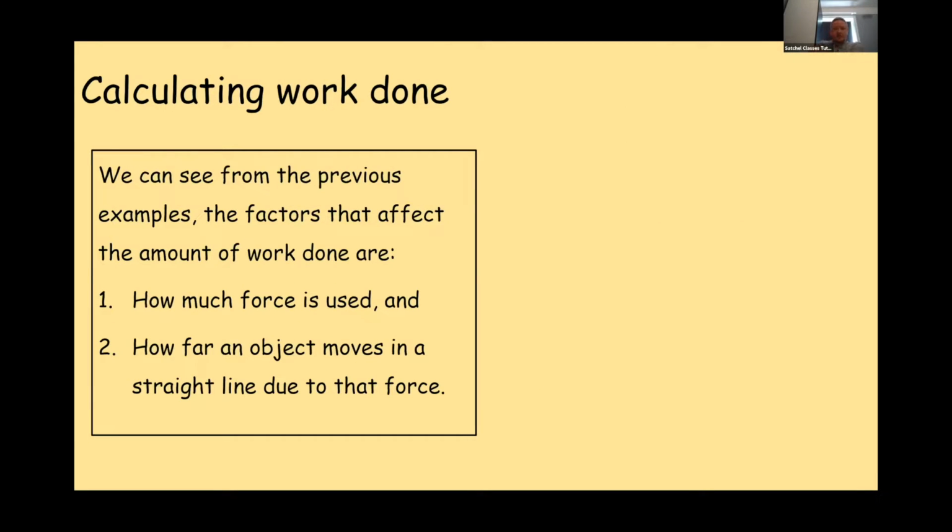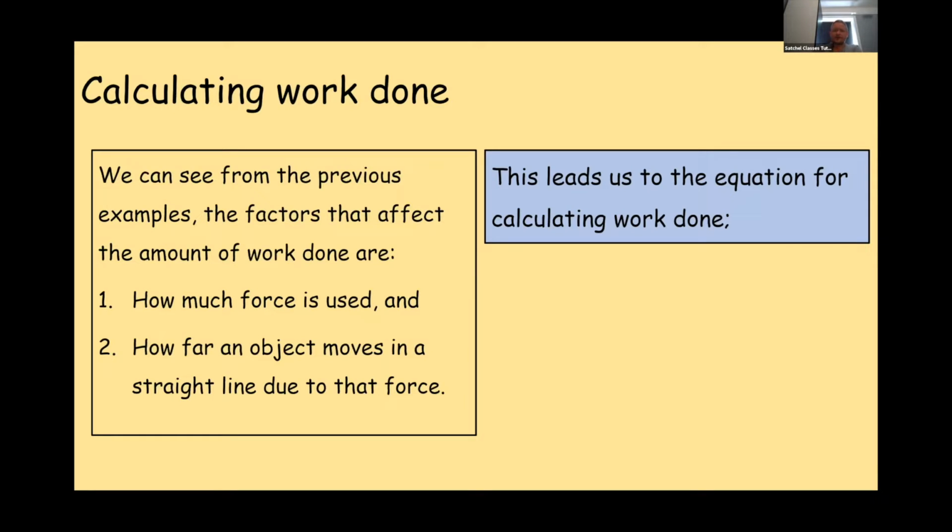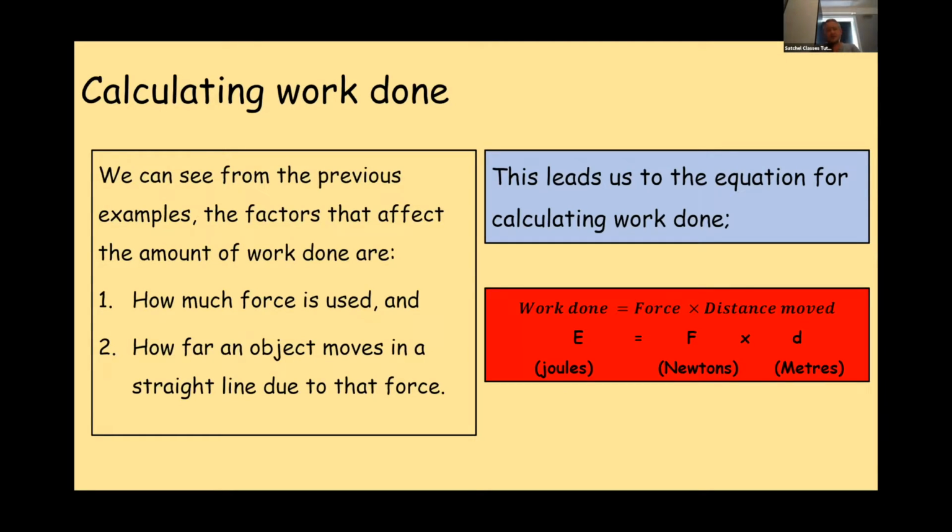So we can see from the previous examples that the factors that affect the amount of work done are how much force is used, and how far an object moves in a straight line due to that force. This leads us to the equation then for calculating work done. Work done equals force times distance moved in a direction. The symbols for this: work done, E, because work done is the same as energy transferred, so it uses the symbol E to remind us of that. Force, F, distance moved, d, where energy and work done are both measured in joules, force in newtons, and distance in meters.